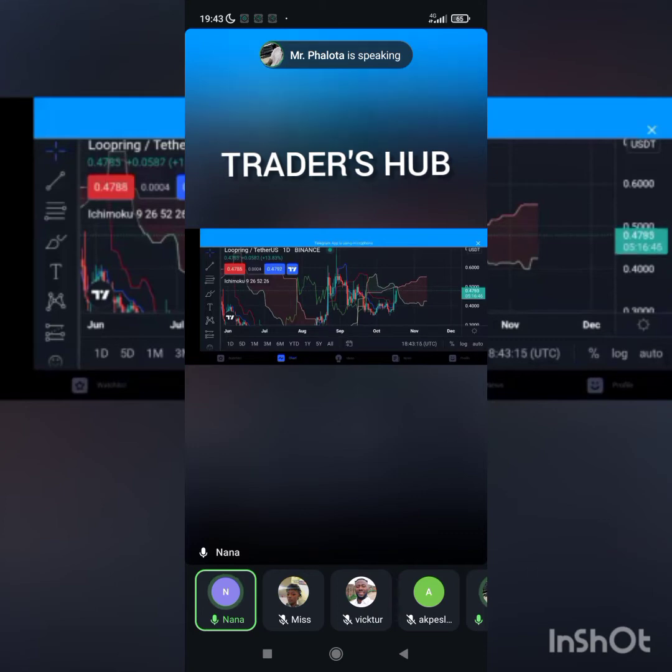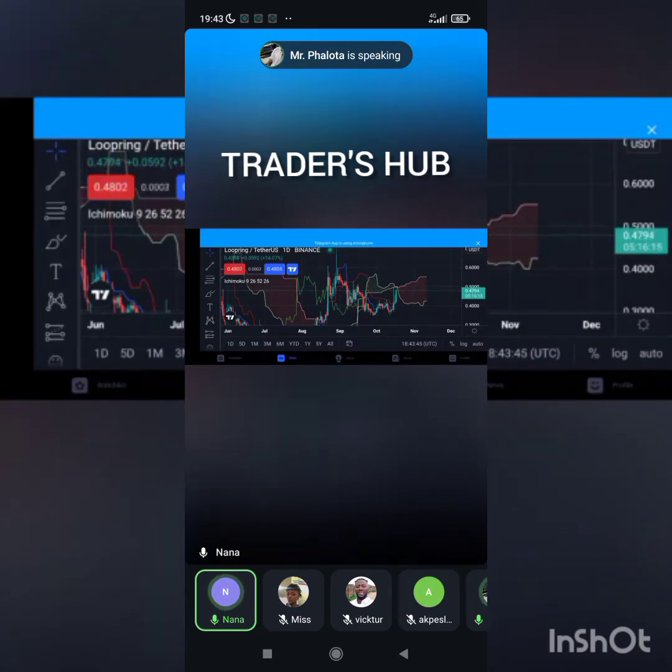Now, the Ichimoku cloud tells us about the momentum, the trend direction, and where the support and the resistance lie. It does this by taking multiple averages and plotting them on the chart. So it provides more data than the normal candlesticks that we all know.